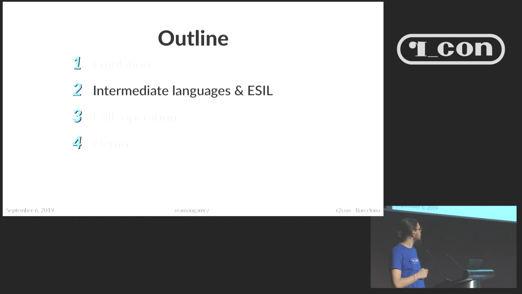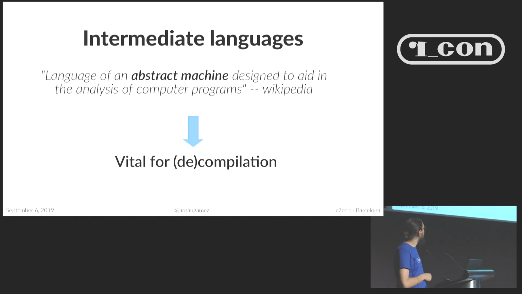And let's go straight to the intermediate languages. ESIL. So an intermediate language is a basic utility that is included in many engines that use some kind of compilation or decompilation. It's basically an abstract machine that helps us analyze computer programs. You might be familiar with LLVM intermediate representation that the people from Avast talked about. So we have intermediate languages that are crucial for the process of compilation and also decompilation.